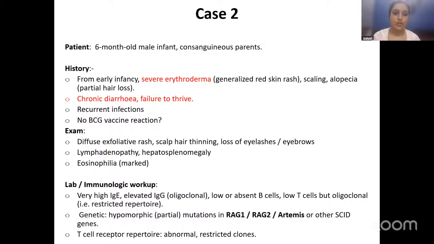Chronic diarrhea. So this patient again presented with chronic diarrhea, with failure to thrive, recurrent infection, no BCG vaccine reaction. Had a diffuse exfoliative rash, scalp thinning, loss of eyelashes, eyebrows, lymphadenopathy was there. There was mild hepatosplenomegaly and marked eosinophilia. Now you know that this patient surely will be diagnosed as allergy. Very high IgE in thousands, elevated IgG, oligoclonal.